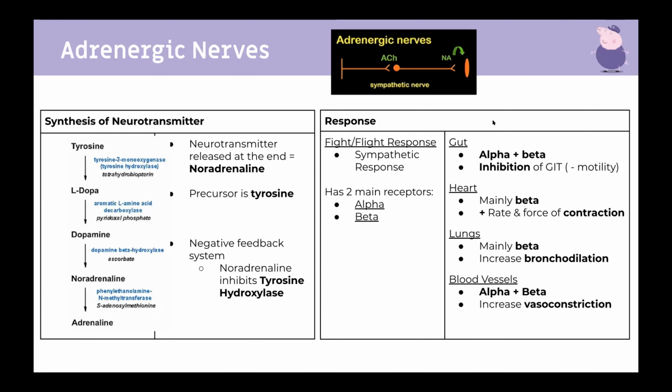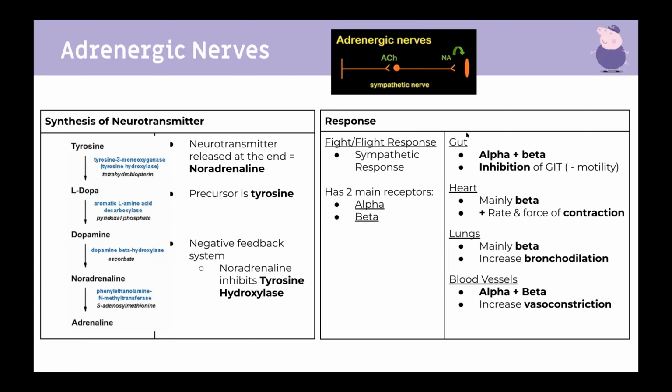So in the gut, you would have alpha and beta receptors, and the result of noradrenaline acting on these receptors will be an inhibition of the GIT because you don't want to have digestion occurring while you're running, okay? In the heart, it's going to be mainly beta receptors, and they will be controlling your rate and force of your heart contraction. So they'll be increasing that so that you can have more blood pumped around your system, okay? For your lungs, it's going to be also mainly beta receptors, and it's going to be increasing bronchodilation so that you can let more air in. And then for blood vessels, you might have vasoconstriction in some areas, or you can have vasodilation in other areas as well.